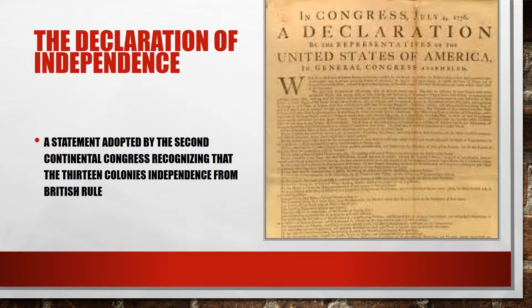The Declaration of Independence was a statement adopted by the Second Continental Congress recognizing that the 13 colonies would be independent from the British. So in this, they were saying they weren't going to be sending resources back to Great Britain. They weren't going to be under their control anymore.